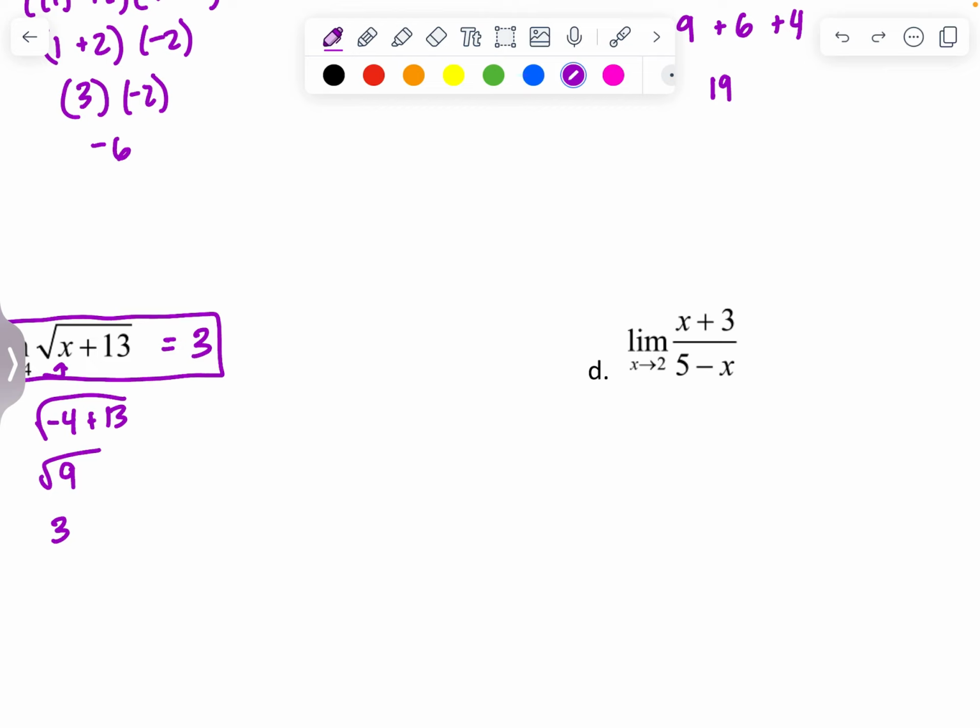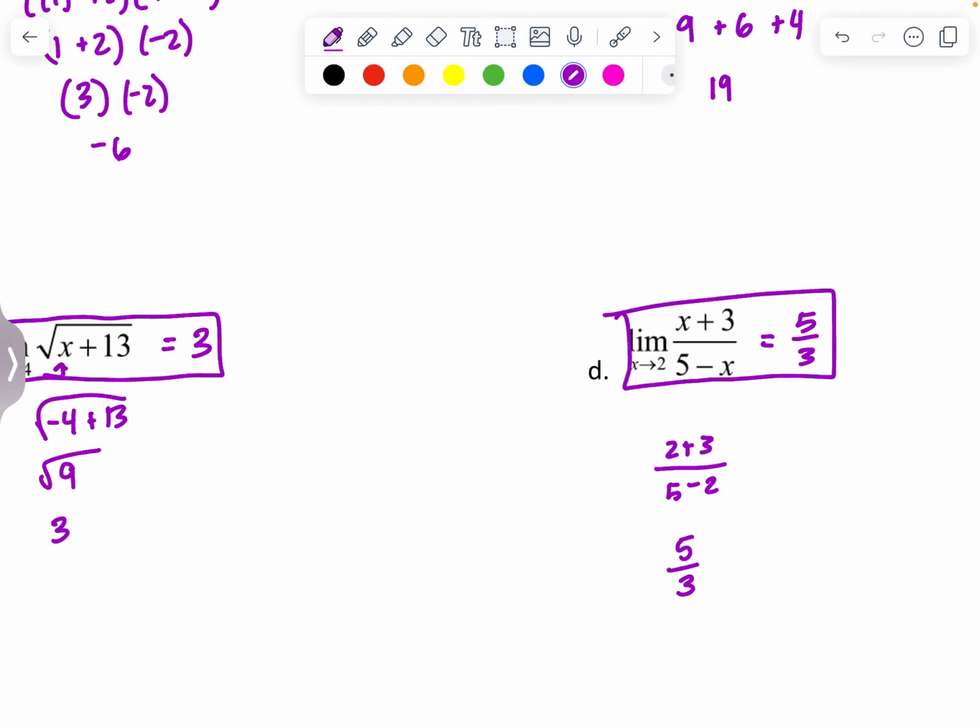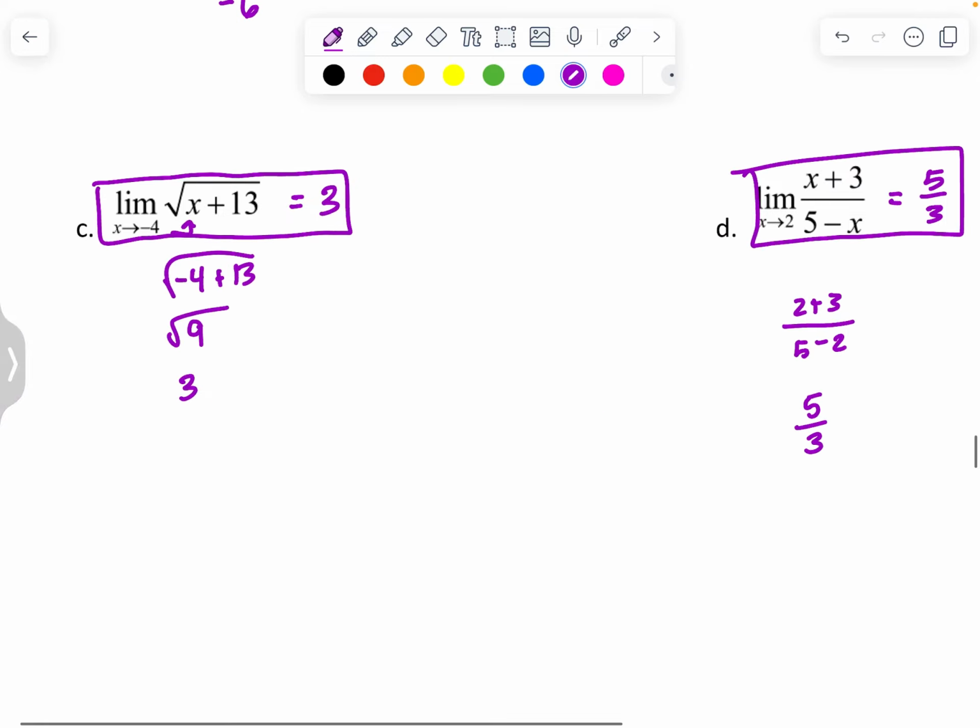We plug in the 2, we end up with 2 plus 3 over 5 minus 2. 2 plus 3 is 5. 5 minus 2 is 3, so this is going to be equal, the limit as x approaches 2 for this function is equal to 5/3. Moving on.